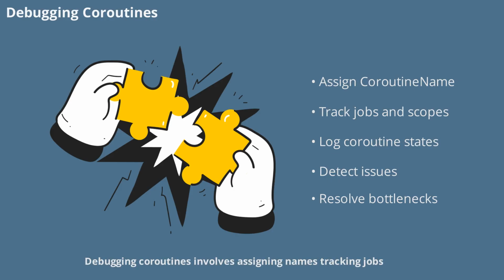Debugging coroutines involves assigning names, tracking jobs, and monitoring coroutine scopes. Use CoroutineName for easy identification, and log coroutine states to detect issues. Proper debugging helps resolve concurrency problems, memory leaks, and performance bottlenecks, ensuring smooth app operation.